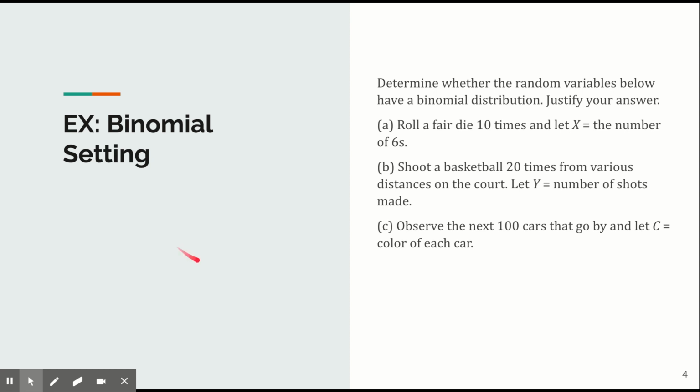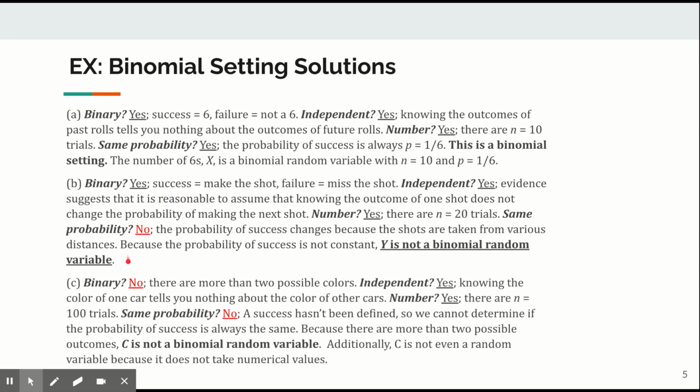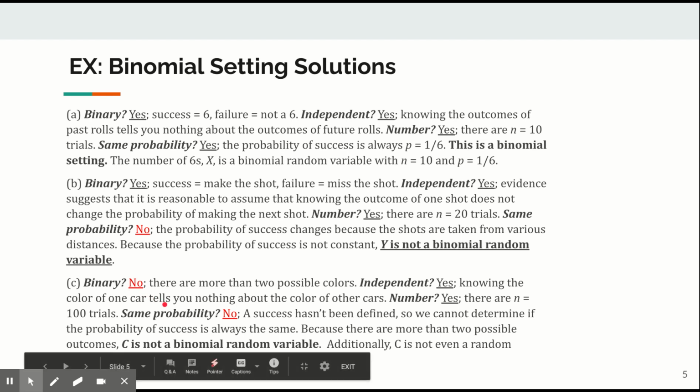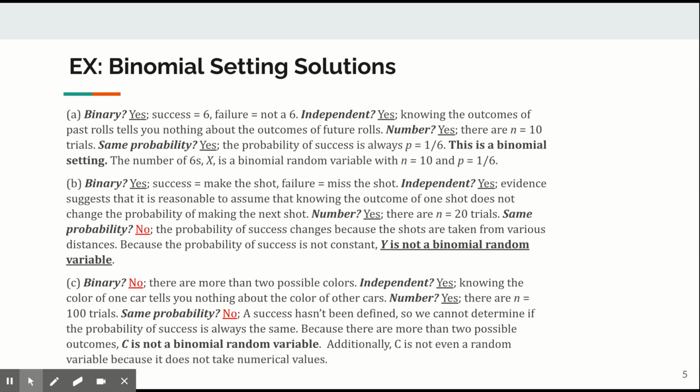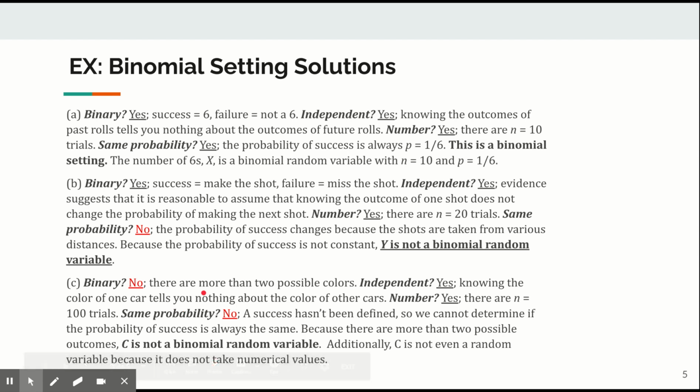This last one right here, observe the next 100 cars that go by and let C equal the color of each car. That sounds kind of crazy, and you can see that no, it's not binary because there are more than two possible car colors, and the same probability of success? No, because a success hasn't been defined, so we can't even determine the probability of success. And this is not only not a binomial random variable, it's not even a random variable.